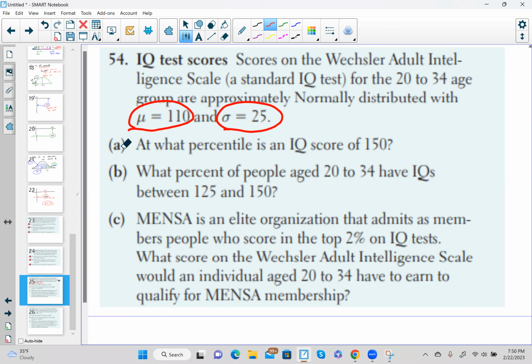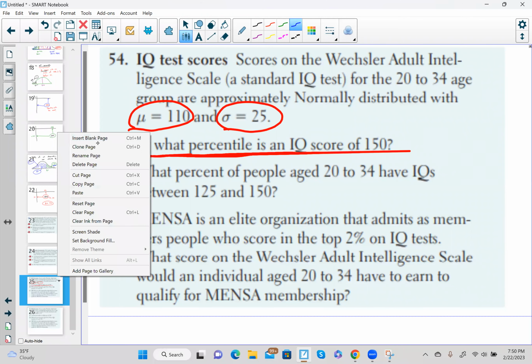Look at the first question, part A. They're asking us, at what percentile is an IQ score of 150? Let's draw a normal distribution picture for this and see what our issue is with this new question.